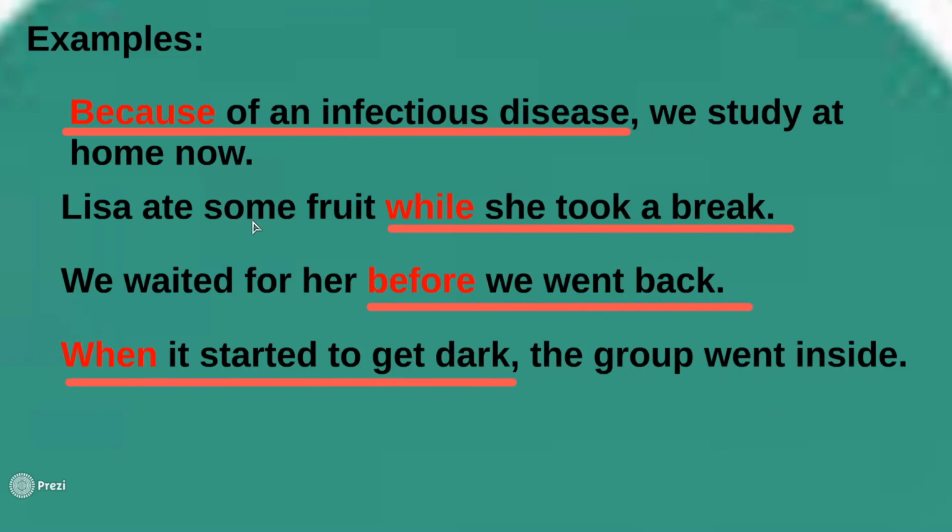So these are our four examples of subordinating conjunctions: because, while, before, and when. So remember this. These words we use for different types of subordinating conjunctions here. And these underlined words are what we call dependent clauses because they cannot stand alone. They need the rest of the sentence to make sense, to make a complete thought. All right. Let's go to the next slide.